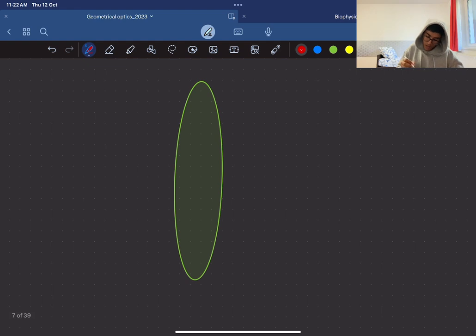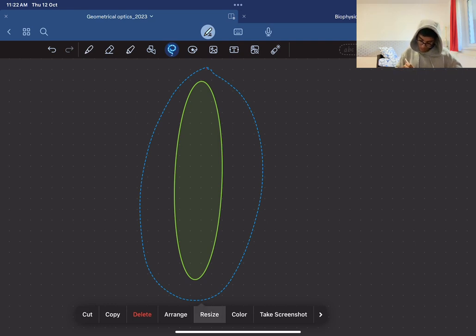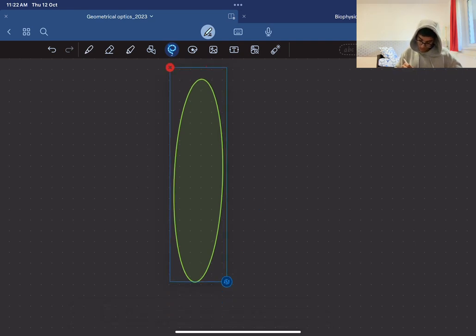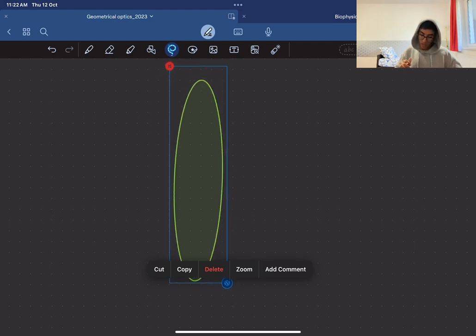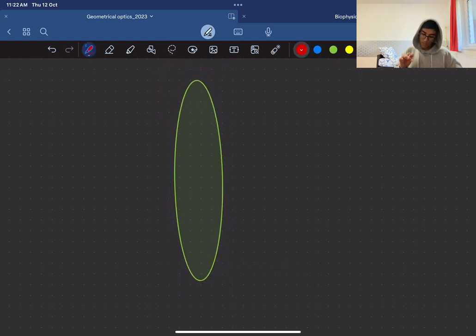It's a bit lopsided, is it not? I have this perfectionism thing, you know? Let me resize this. I want to adjust it just to be, yeah, okay, I think it's still lopsided, but whatever, let's draw the lens there.